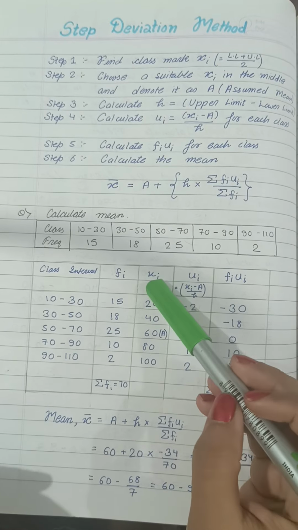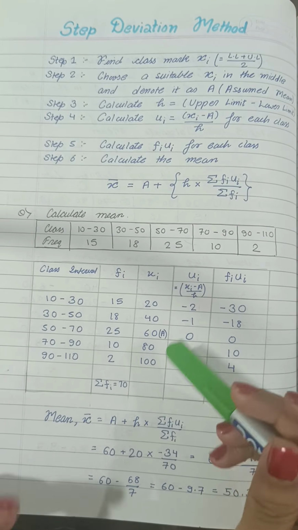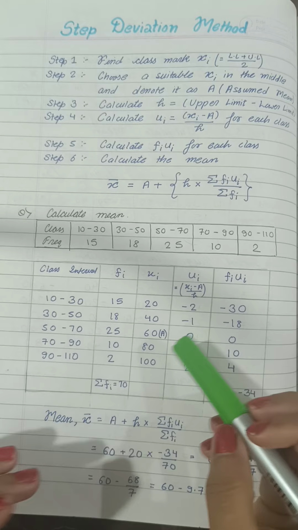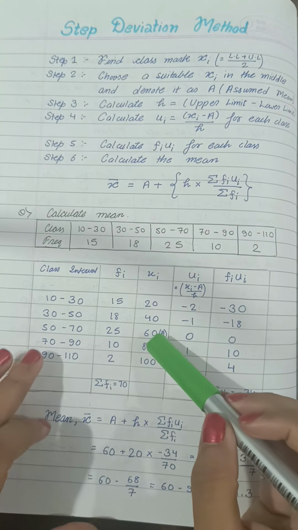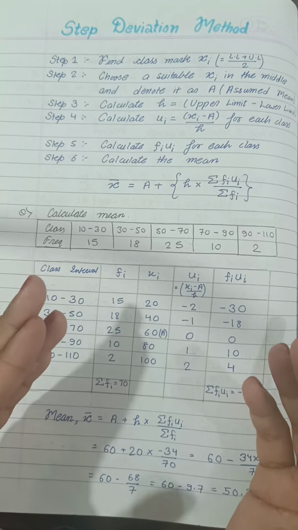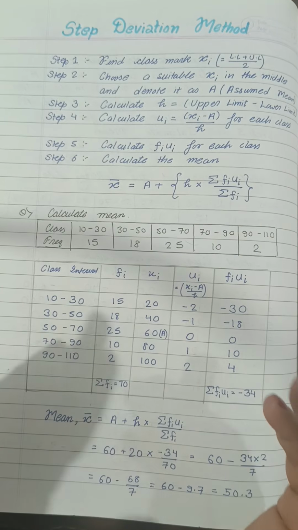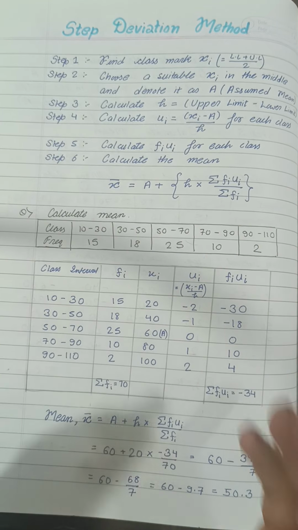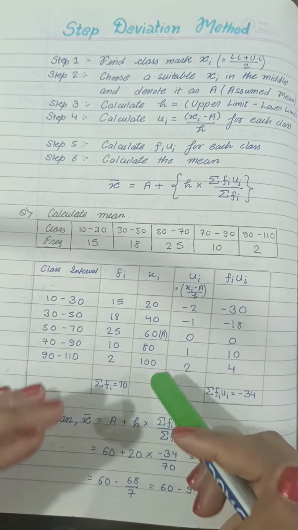Then we will choose a suitable xi as the assumed mean. Once we have got this xi, then we will see what is the middle xi. So for this, here we have the third xi as the middle term, so we will assume 60 as the assumed mean. We can assume other number also, but generally we assume the middle term as the assumed mean.